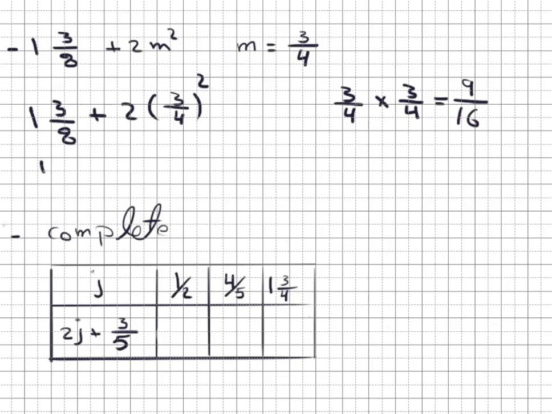Now we have 1 and 3 over 8 plus 2 multiplied by 9 over 16. Here we have 2 and here is 16. We can simplify. Divide by 2, the answer is 1. Divide by 2, the answer is 8. Now the answer is 1 and 3 over 8 plus here 9 over 8.